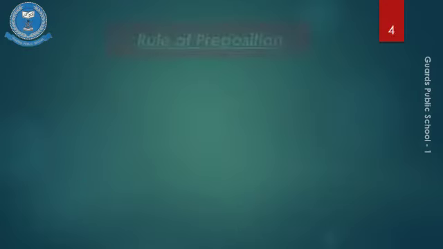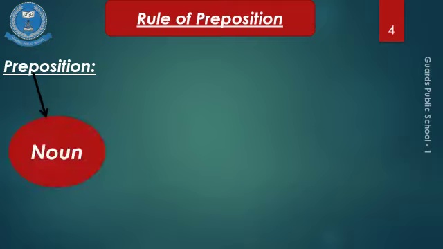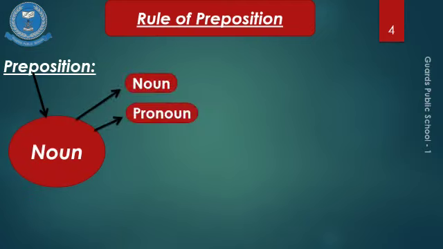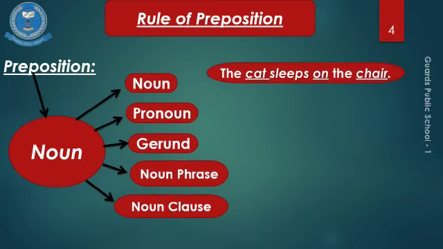There are rules to use preposition. A preposition is always used in between a noun and another word in a sentence to show their connection. Now, a noun has many types, which are noun, pronoun, gerund, noun phrase, and noun clause. Here in the first sentence, that is, the cat sleeps on the chair. On is showing the relation or position of a cat and the chair.